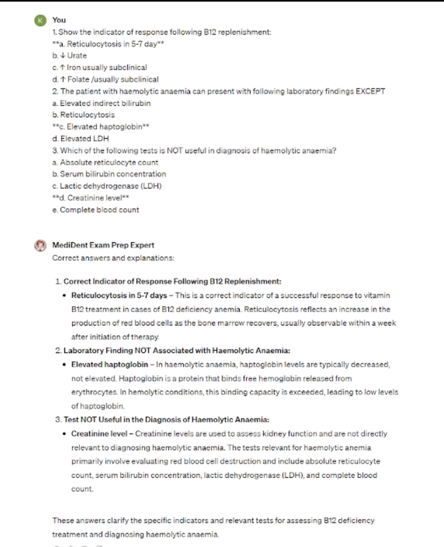3. Test not useful in the diagnosis of hemolytic anemia: creatinine level. Creatinine levels are used to assess kidney function and are not directly relevant to diagnosing hemolytic anemia. The tests relevant for hemolytic anemia primarily involve evaluating red blood cell destruction and include absolute reticulocyte count, serum bilirubin concentration, lactic dehydrogenase (LDH), and complete blood count. These answers clarify the specific indicators and relevant tests for assessing B12 deficiency treatment and diagnosing hemolytic anemia.